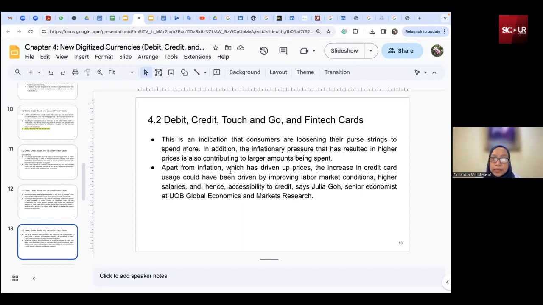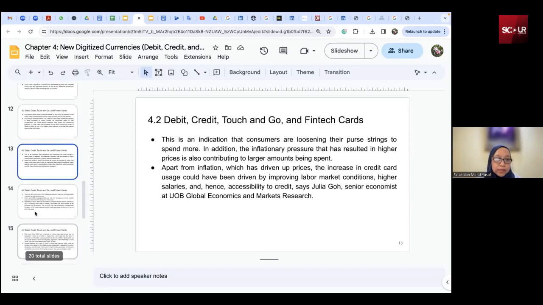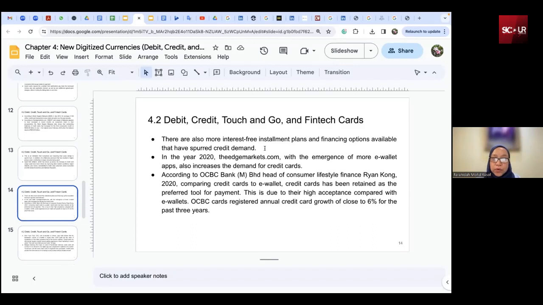In addition, inflationary pressure has resulted in higher prices. Macam itulah pasal inflation. So there are also more interest-free installment plans. Macam-macam plans kan. Nak menggalakkan orang menggunakan credit card. The financing options available have spurred the credit demand. In 2020, according to hmarket.com, the emergence of more e-wallet apps also increased the demand for credit cards.